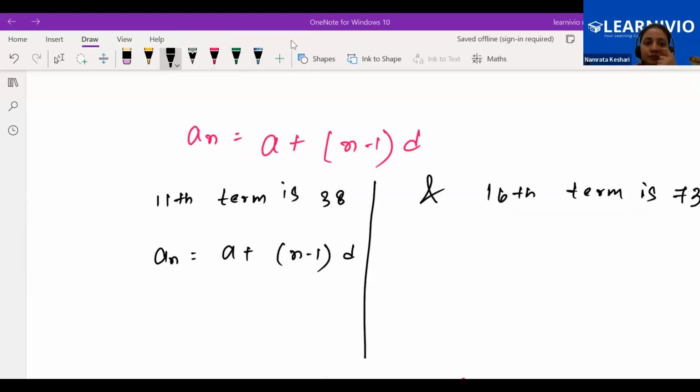Ma'am, can I? Yeah, tell me. Ma'am, negative 32.